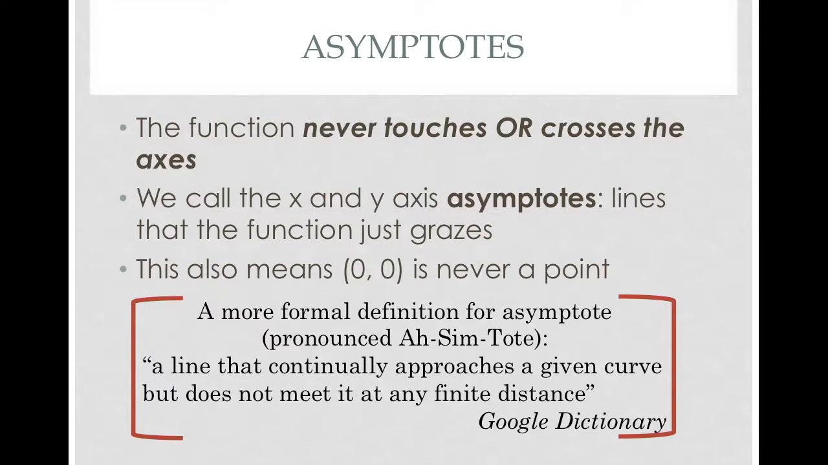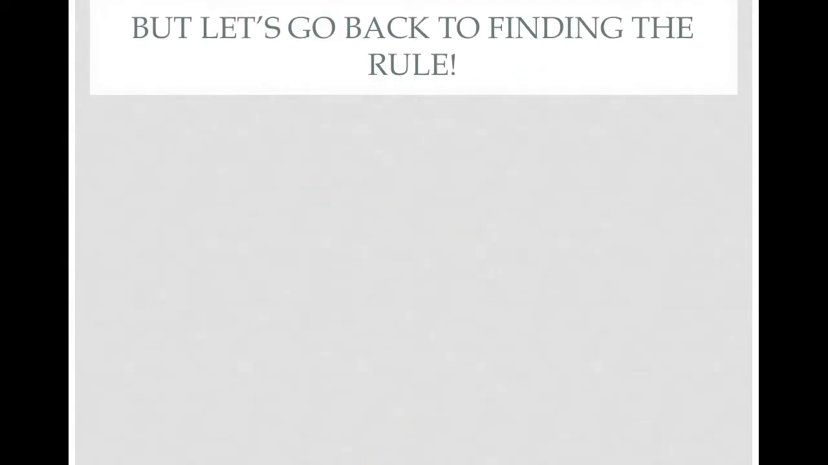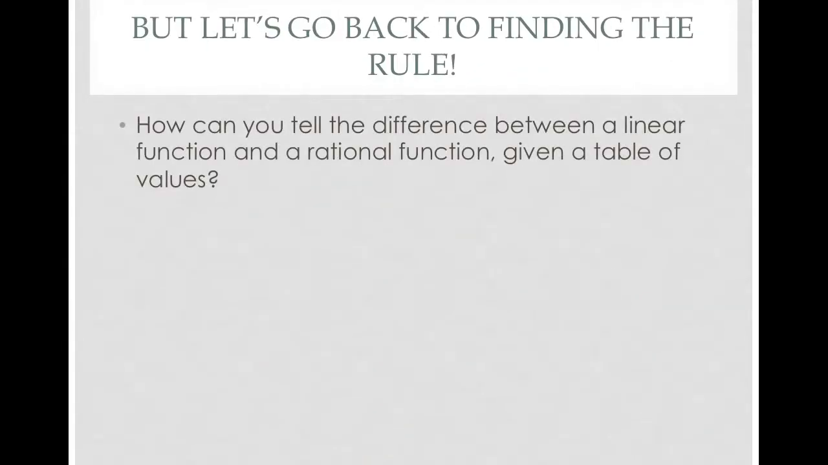So just to make it a bit more formal, the definition that I got from Google is: a line that continually approaches a given curve but does not meet it at any finite distance. So it never meets that line, or in this case, these lines. So now you know about asymptotes. Let's go back to finding the rule.